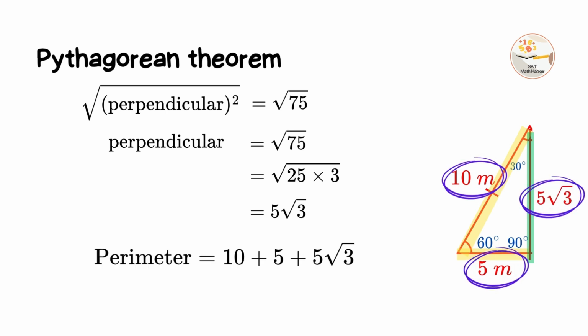Add them up to get the perimeter. 10 plus 5 plus 5 root 3 equals 15 plus 5 root 3.